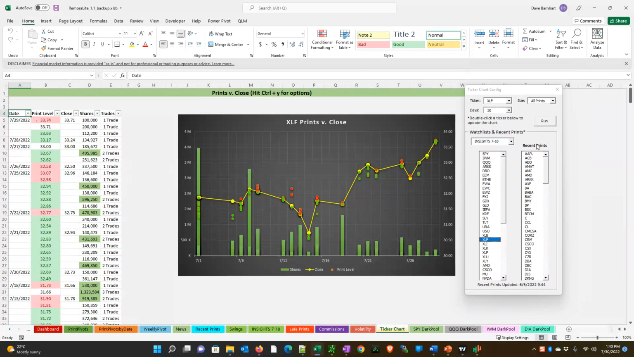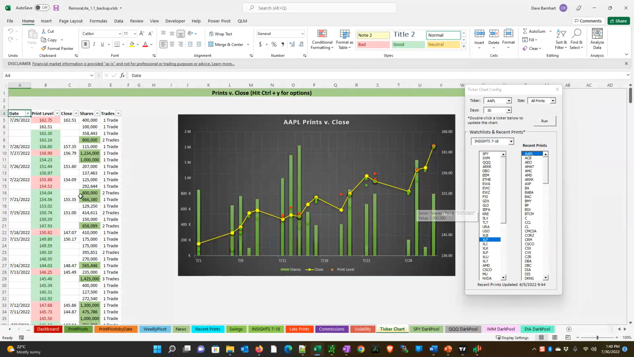And then the recent prints, as long as you have your recent prints updated, is the list of all of the results that meet your criteria. And you can just double click them too, right? And it'll populate everything here. I think it's working. Okay, so there's Apple. And you can see that there. So this is pretty key too. I'm a visual person too, so I find this quite helpful when it comes to that.